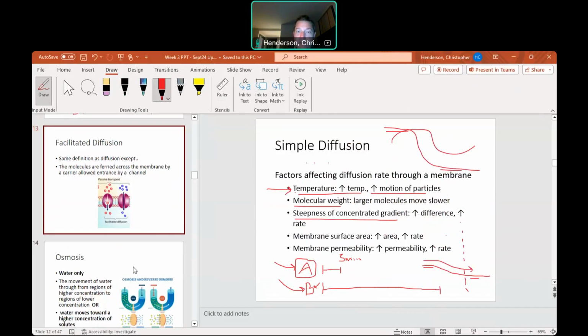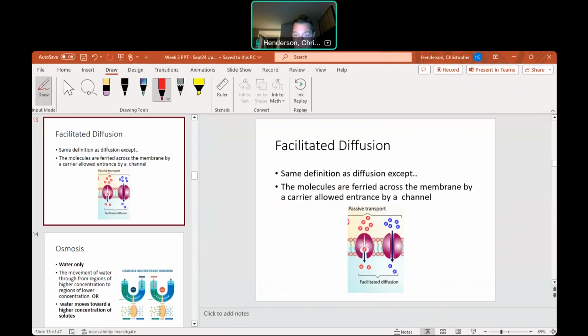Okay, facilitated diffusion, same thing as diffusion. The only difference is they can't pass through the membrane. So they've got to use a protein or a channel to be able to pass through. That's all it is. Same thing, same rules of diffusion.